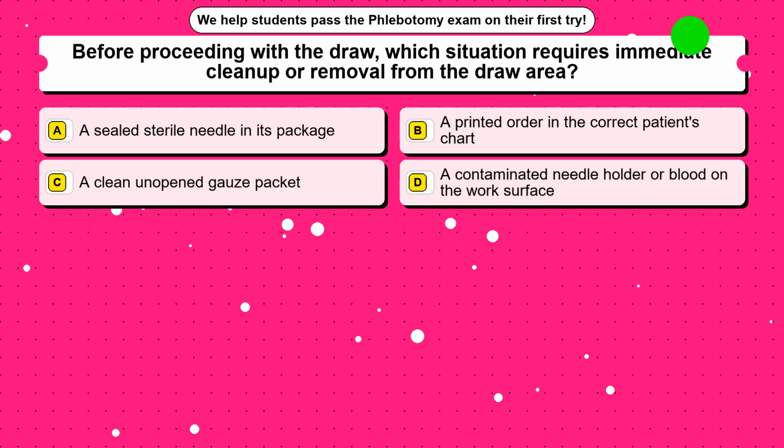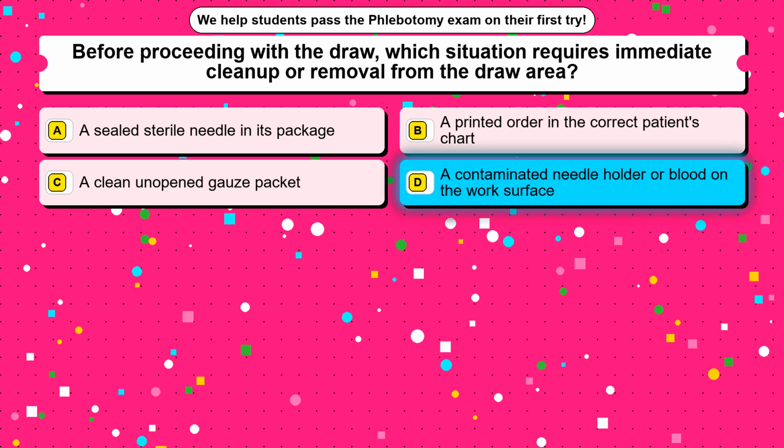Question 99. Before proceeding with the draw, which situation requires immediate cleanup or removal from the draw area? Option A. Sealed sterile needle in its package. Option B. A printed order in the correct patient's chart. Option C. A clean unopened gauze packet. Option D. A contaminated needle holder or blood on the work surface.